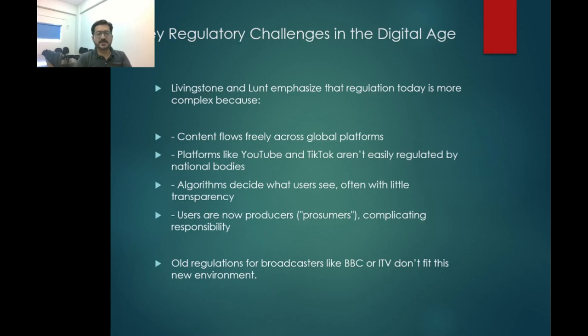So these are the key challenges. Livingstone and Peter Lunt emphasize that regulation today has become more complex because the content flows freely across global platforms, and not just globally, it flows between the platforms. This is what technological convergence does. So we have technologically converged devices, and the media platforms on these devices are also converged.